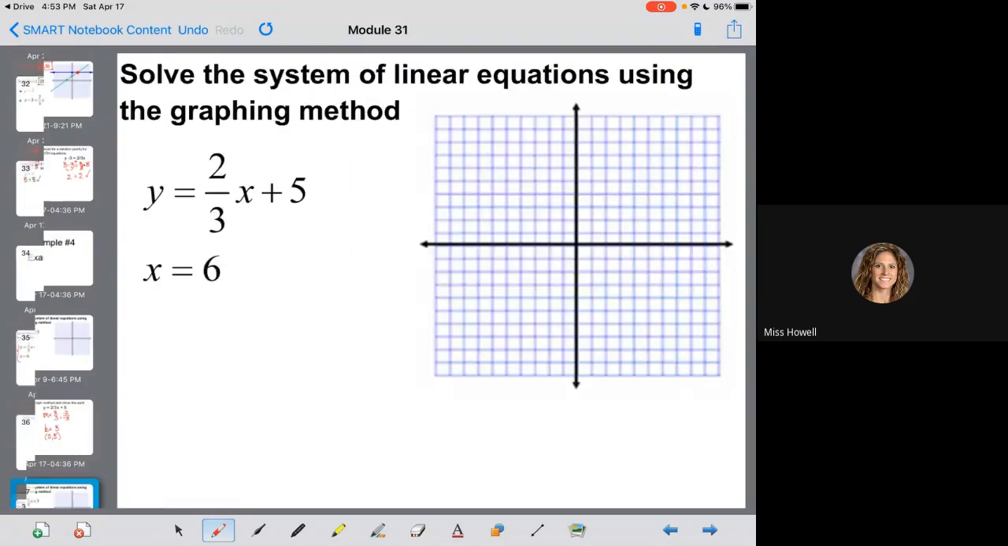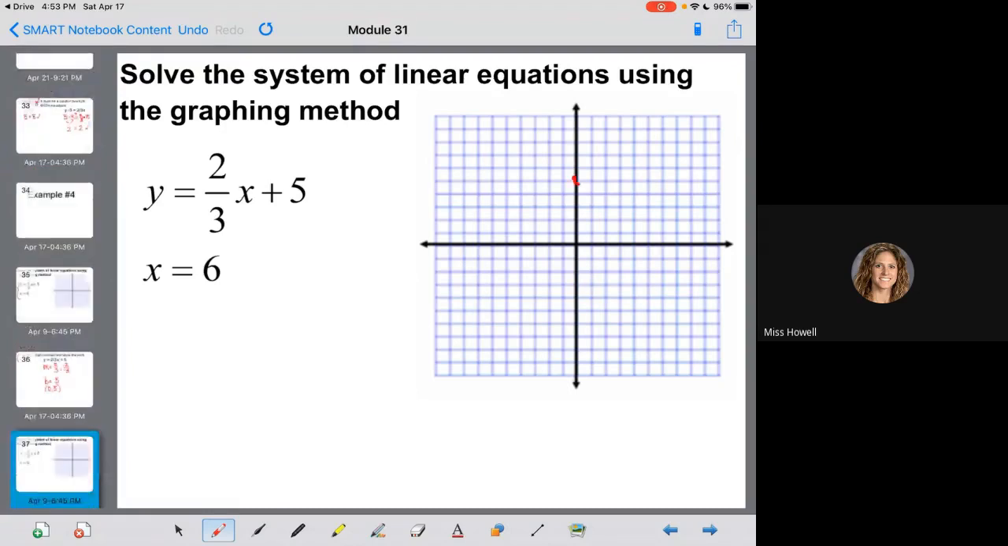So we're going to go up 5. And then from there, we can rise up 2, run out 3, rise up 2, run out 3. Again, I'm going to put as many points as I can. I want to draw this line as accurately as possible so that I can find that place where my lines intersect as best possible. It might not be one of the dots I just drew to help me draw the whole line. But the more points I put in, the more accurately I'll be able to draw the line to find that magic place where they cross.